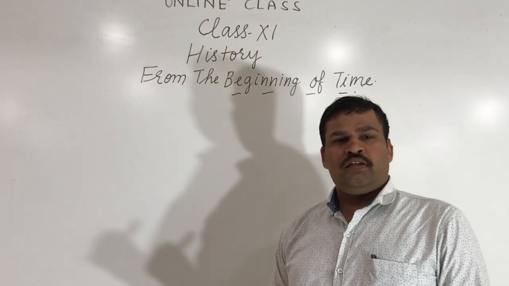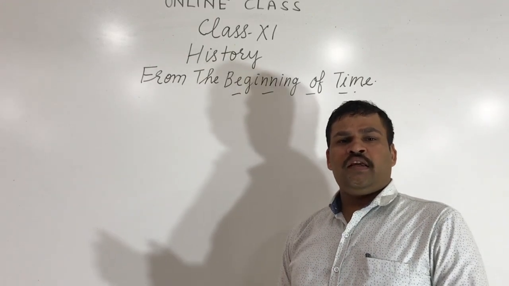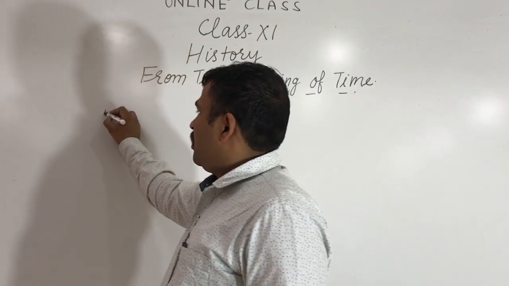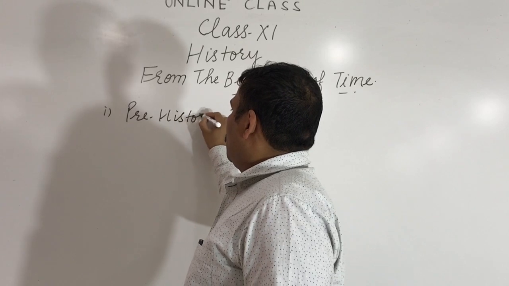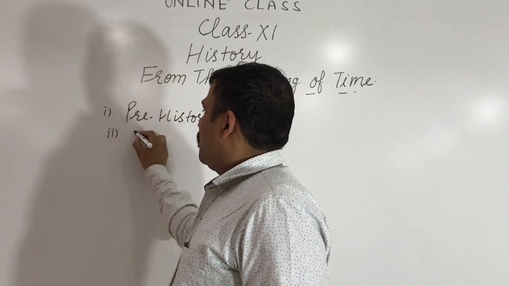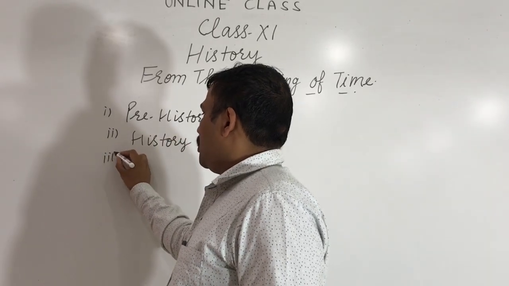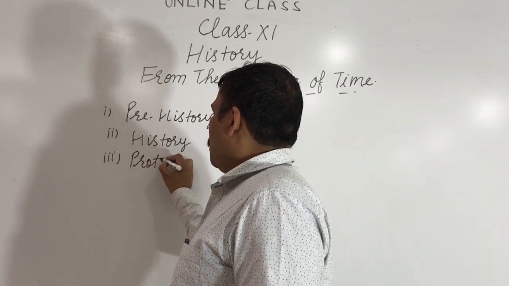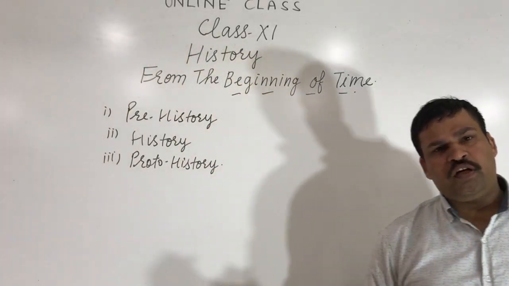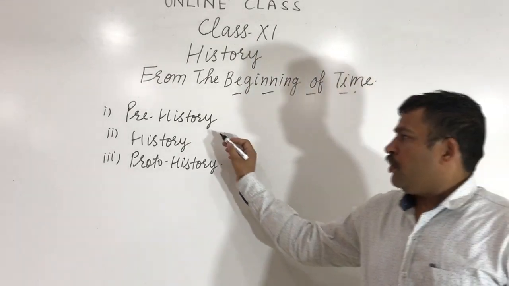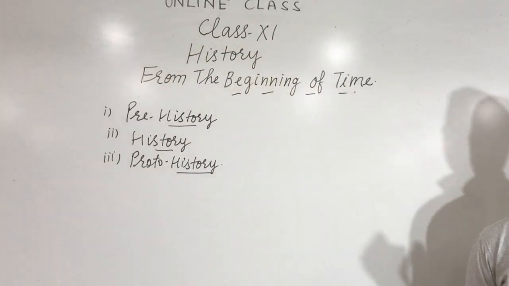Before that, you should know three terms that will help you in understanding this chapter. The first one is prehistory. Second is history. And last is proto-history. These terms will help you in understanding this chapter. All these three words have the word history in them.